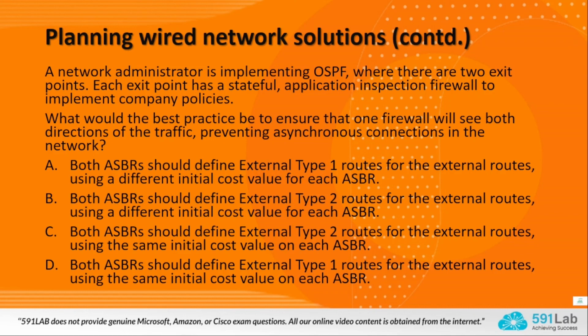Option B. Both ASBRs should define external type 2 routes for the external routes using a different initial cost value for each ASBR. Yes, this is what we have discussed. This is correct.